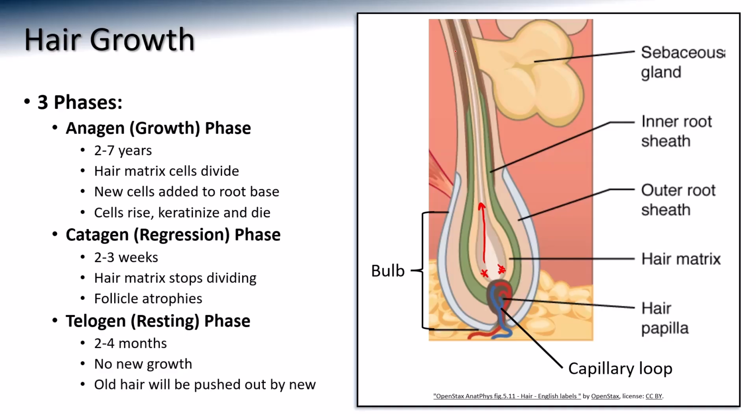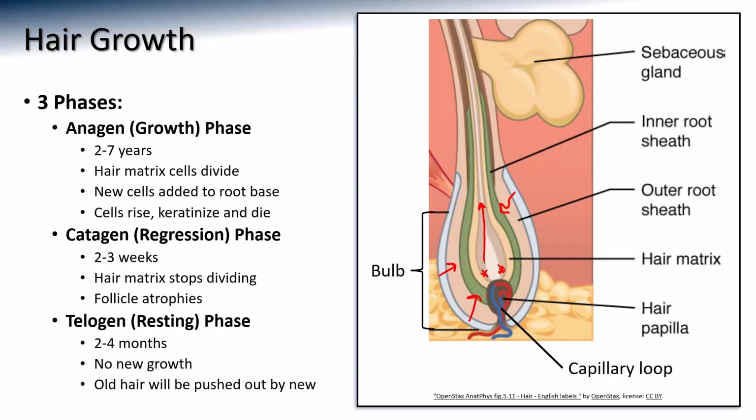All right, so after 2 to 7 years here, it's very variable, that hair follicle will enter into the catagen or the regression phase. And this happens over a very short period in comparison, just a couple of weeks, where the hair matrix stops dividing. So all of those germinal cells no longer split up, and the follicle begins to atrophy. So all of this starts to collapse in on itself.